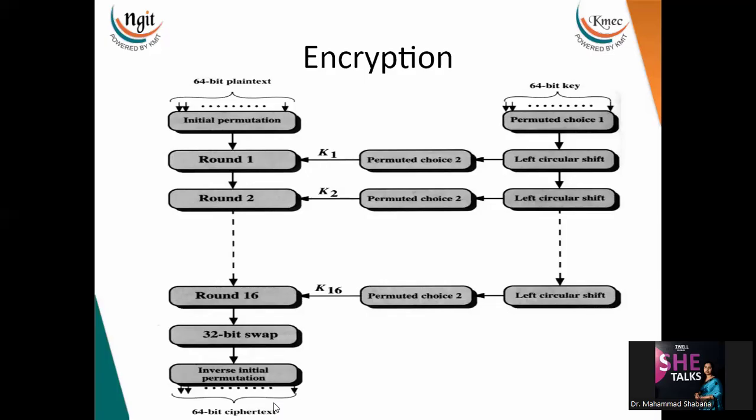The key points are: it is symmetric encryption, meaning the same key is used for both encryption and decryption. The 16 rounds provide high security through multiple permutations and substitutions. The Feistel network structure ensures that decryption is simply the reverse of the encryption using the same algorithm.